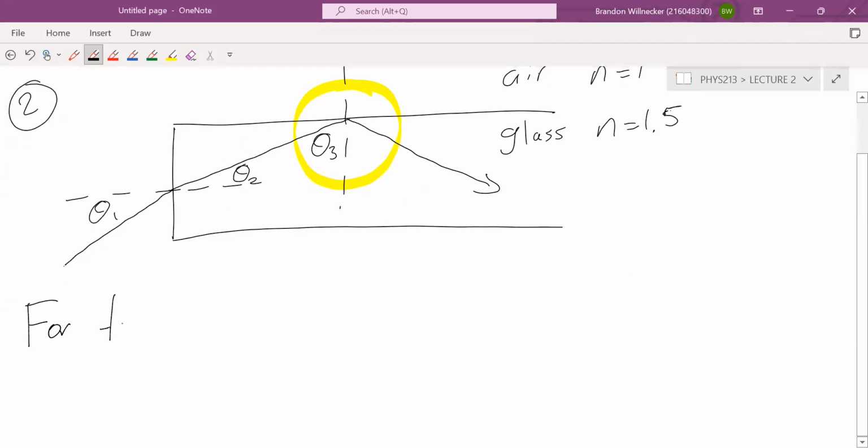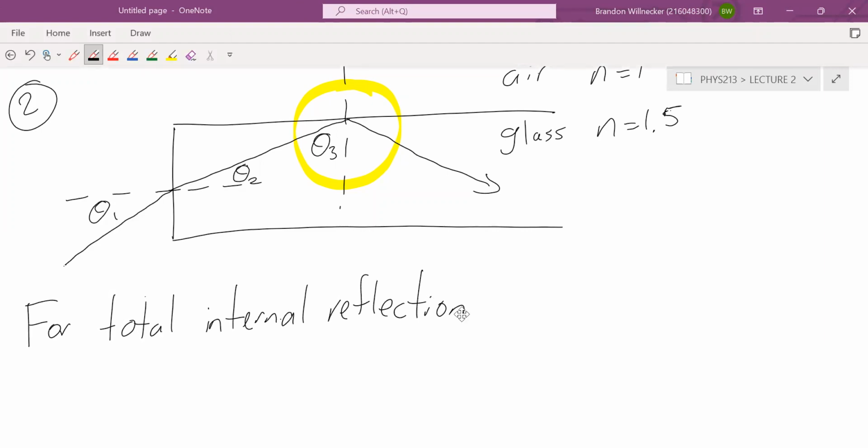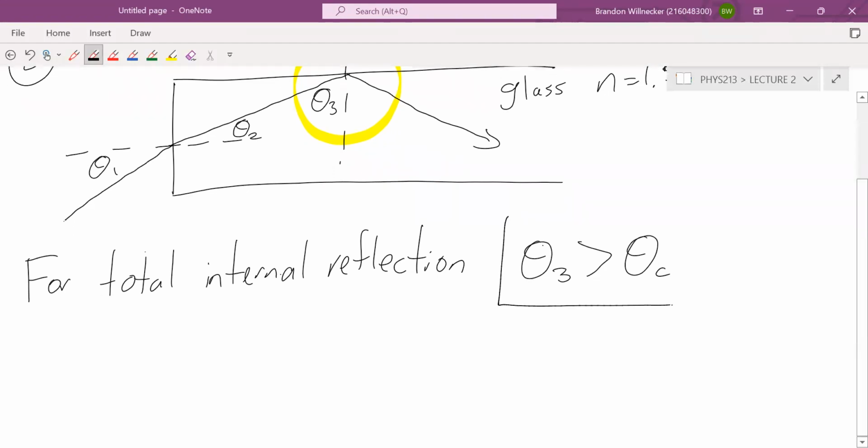So for total internal reflection, there's one condition that we need to have, and that is that the incidence angle, in this case θ3, must be greater than the critical angle. If it is equal to the critical angle, you know that it just moves along the surface. Okay, we don't want it to move along the surface. We want it to get reflected back into the glass. So it must be strictly greater than. Okay, this is the condition.